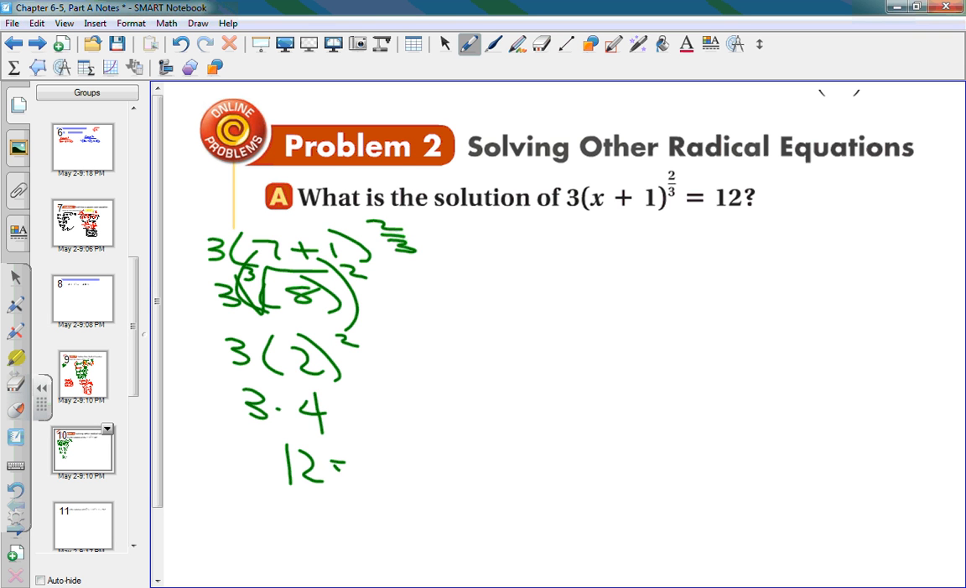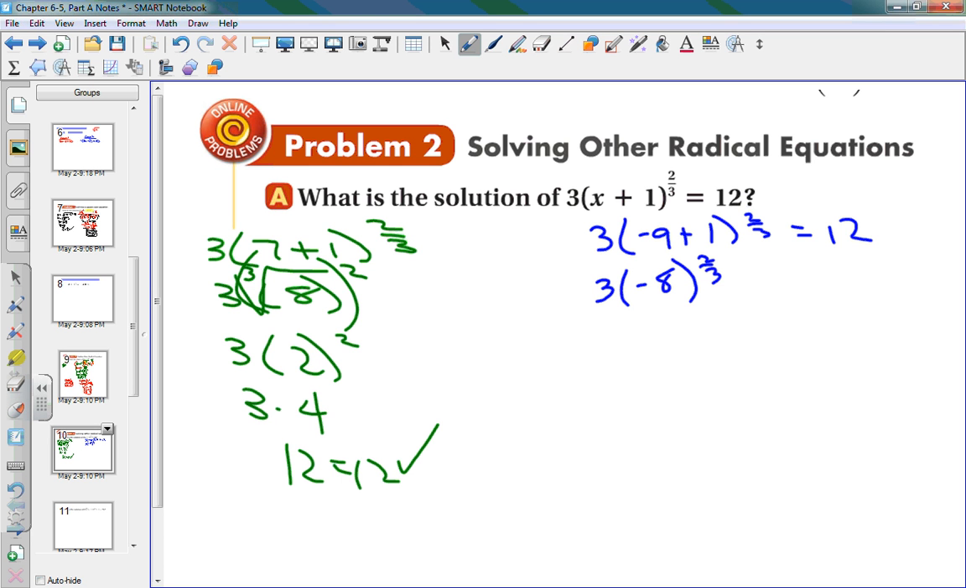3 times 4 is 12. Does 12 equal 12? Yep. So that answer works, doesn't it? What was my second answer? 3 times negative 9 plus 1. What's negative 9 plus 1? Negative 8. Cube root it or square it?